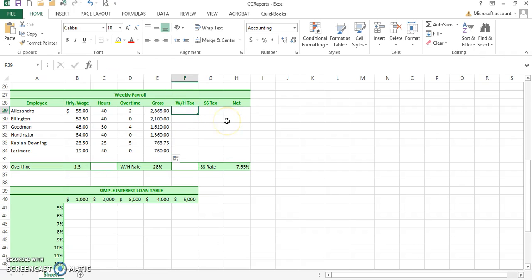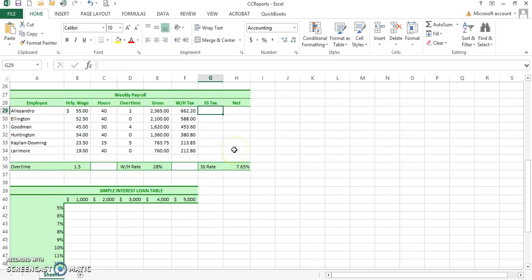Now I want to do the withholding tax. The withholding is always going to be the gross times the rate. So equal E29 times my rate, which is 28%. And the 28% is in one location only, so I'm going to make it absolute. And then I'm going to press enter. So my withholding is going to be this amount. I'm going to copy that formula.